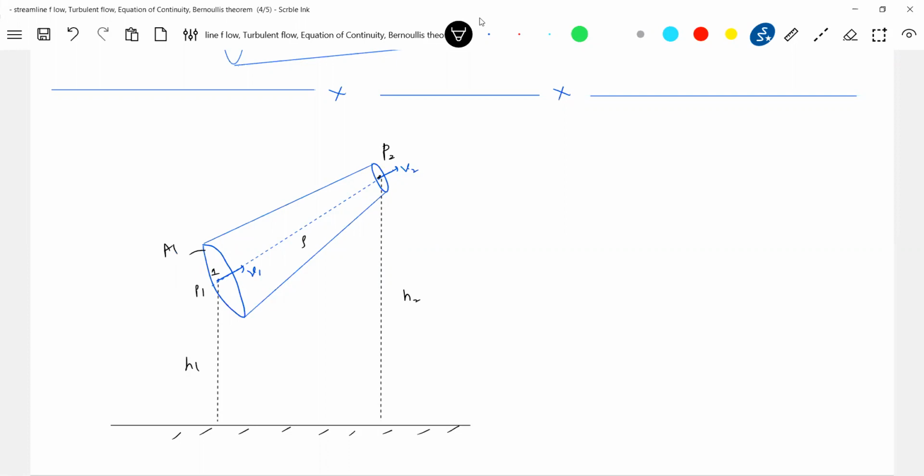I'll give area of cross section A1. Let this be A2. So first, the equation of continuity: A1 V1 equals A2 V2. Then Bernoulli's theorem: P1 plus rho g H1 plus rho V1 squared by 2 equals P2 plus rho g H2 plus rho V2 squared by 2.